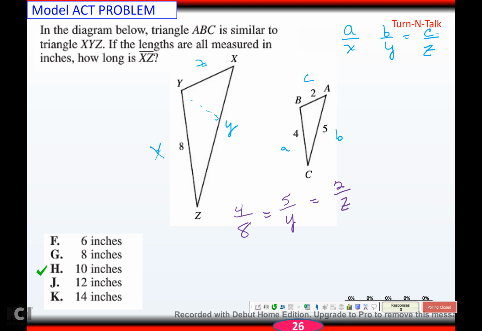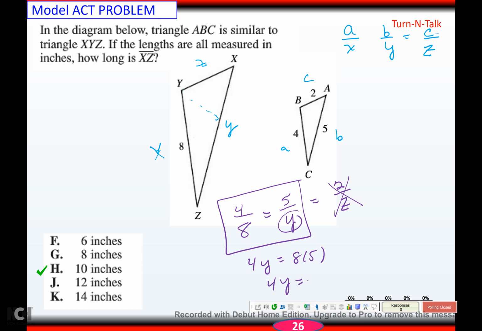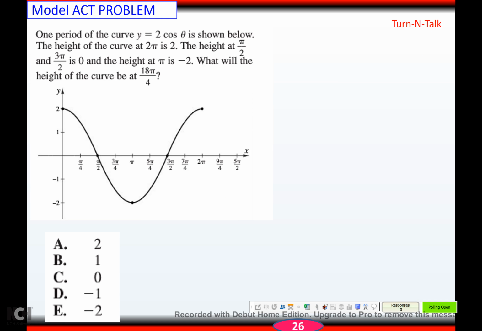All right, so they want me to find the y, so I don't really need this ratio. So I'm going to solve these two, which would give me 4 times y equals 8 times 5. That's 4y equals 40, so y equals 10. Okay. Try this one, hit pause, come back when you're ready.